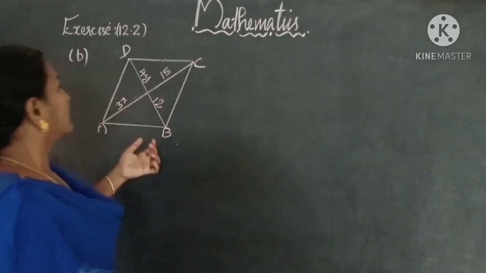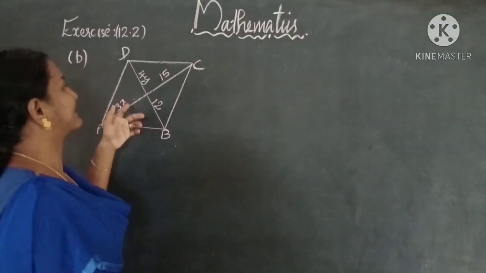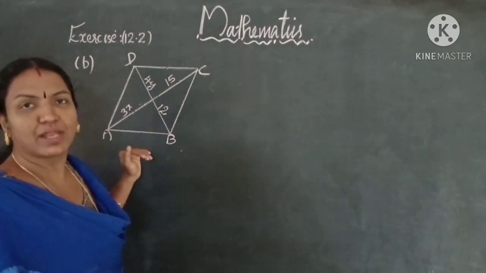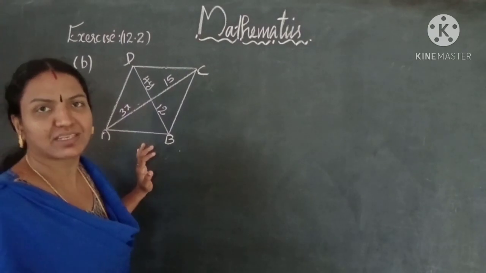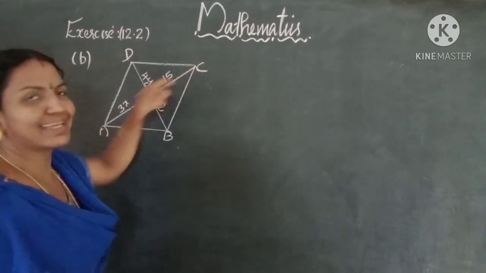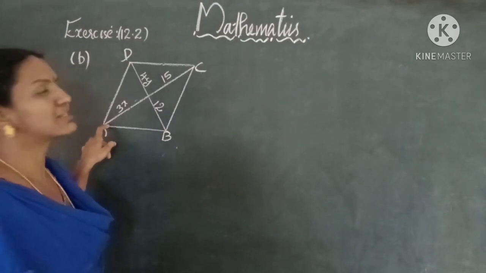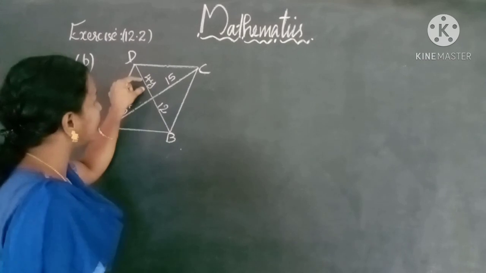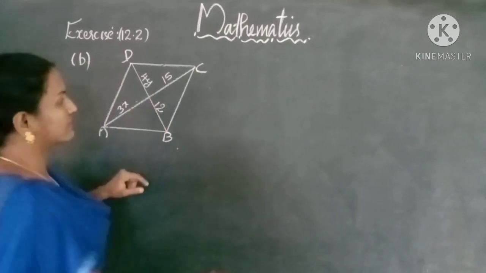Option B, we have to find out the values of x and y. Okay, in the parallelogram, the diagonals bisect each other. Here the diagonals are BD and AC. So the diagonals bisect each other means 3x is equal to 15, 4y is equal to 12.